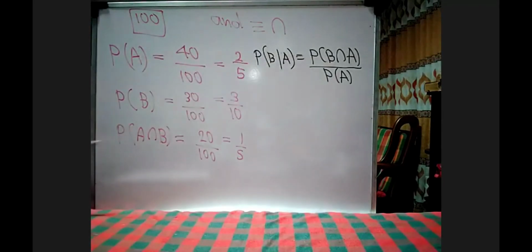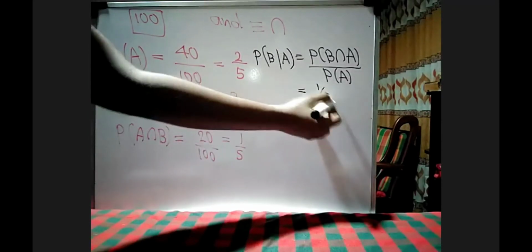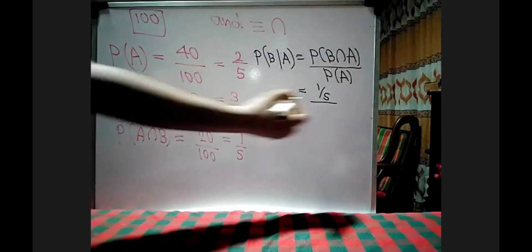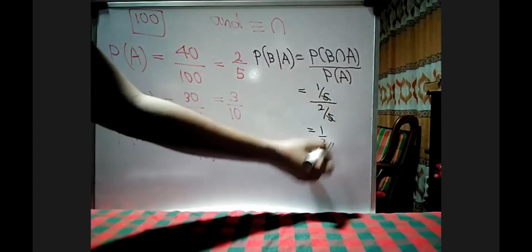Now what is the intersection? 1/5. B intersection A is similar to A intersection B. Now we can substitute 1/5 divided by what is P(A), 2/5. 5 gets cancelled. The answer is half.